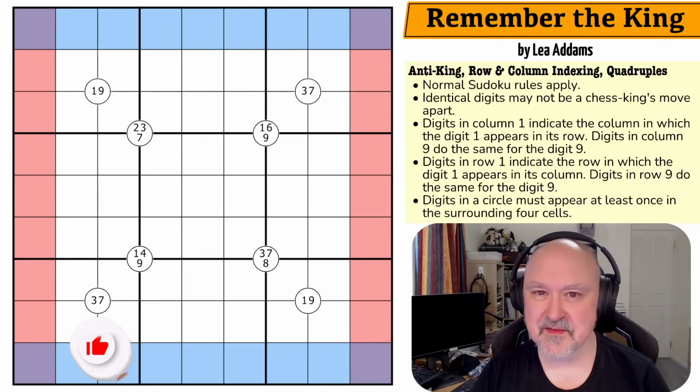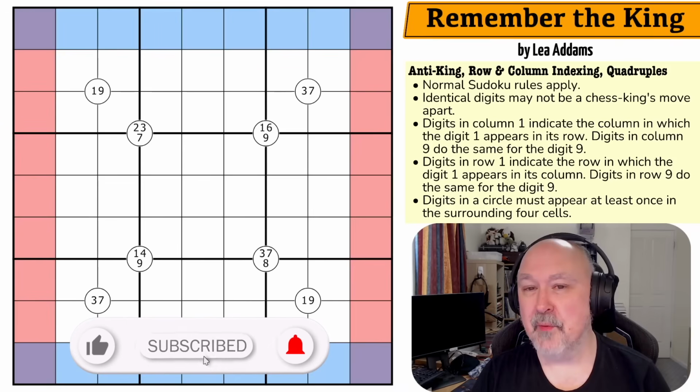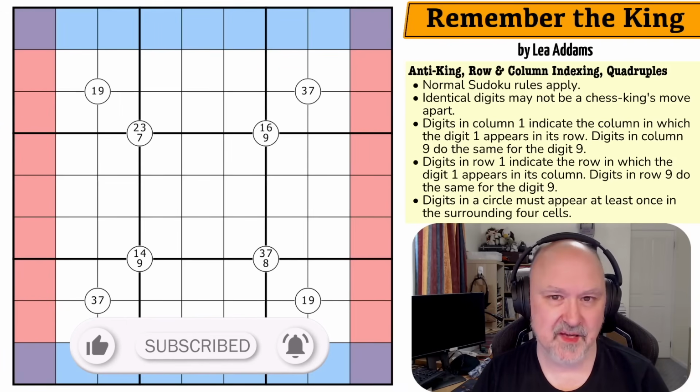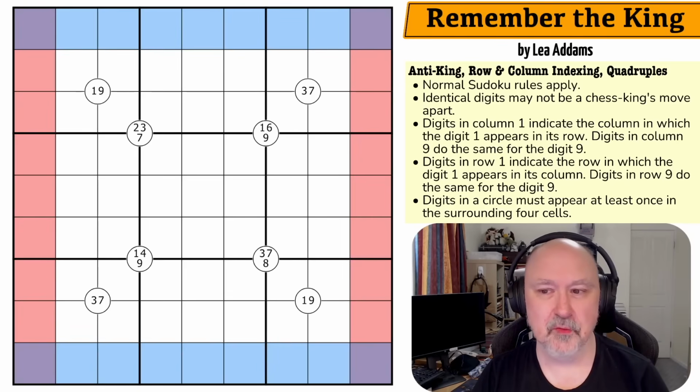Now, this puzzle that I'm going to demonstrate is showing both row and column indexing logic, which is a type of logic that can be a little bit tricky when you first encounter it. The puzzle is called Remember the King by Addams, and that's because the other constraints in this, apart from the row and column indexing, are the anti-king constraint as well as the quadruples constraint. This is a puzzle where I've been told a bit of experience with the constraints is probably needed. So we'll have to see how this one goes. If you're a newer solver, maybe you'll need the video to help you through. We'll see how it all goes.